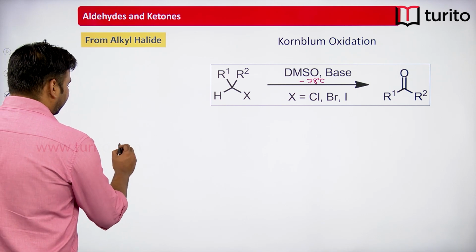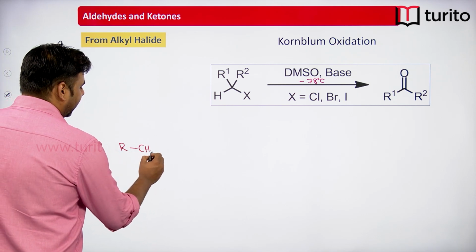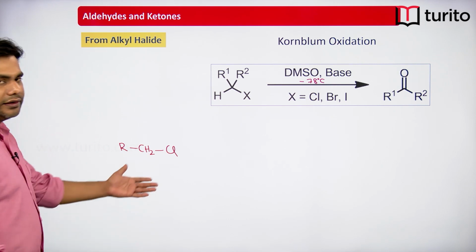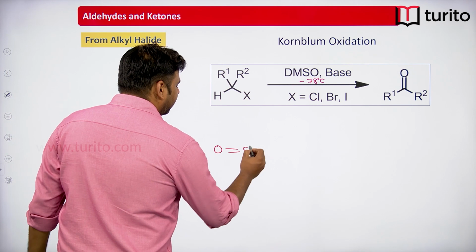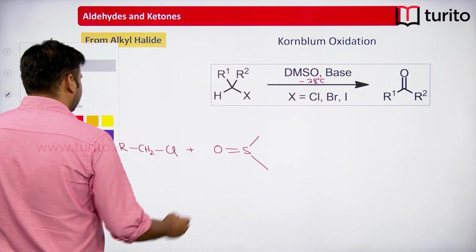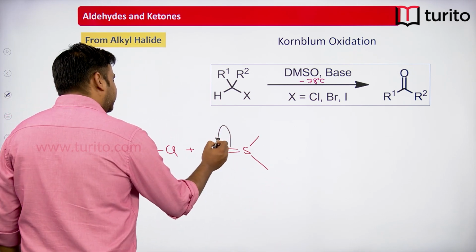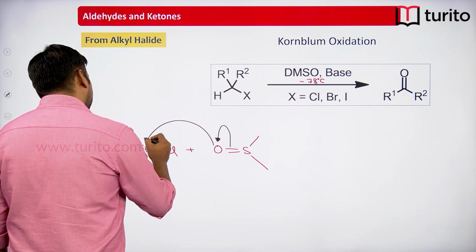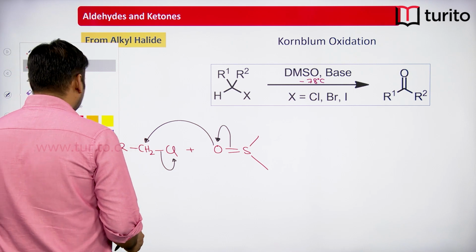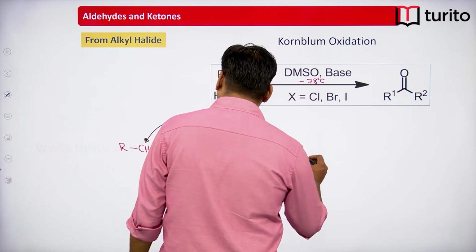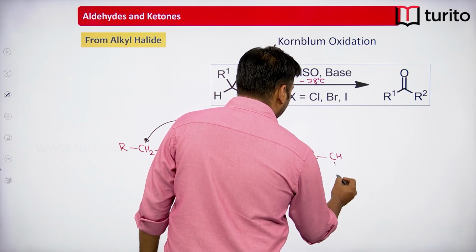So we are having an alkyl halide. Suppose we are having an alkyl halide something like this. So we are having a 1 degree alkyl halide and we are adding DMSO to it. So we know that these pi electrons would polarize on oxygen, oxygen will have a negative charge. So this will go and attack at the carbon, Cl will come out and we are going to form this particular molecule.